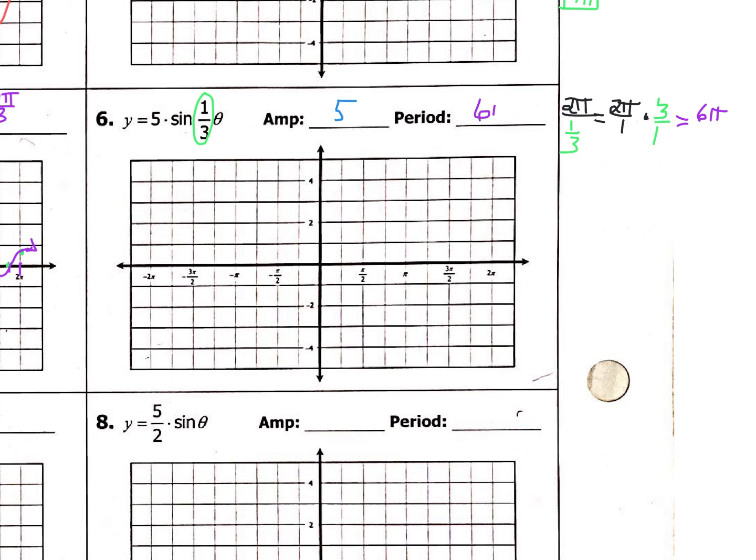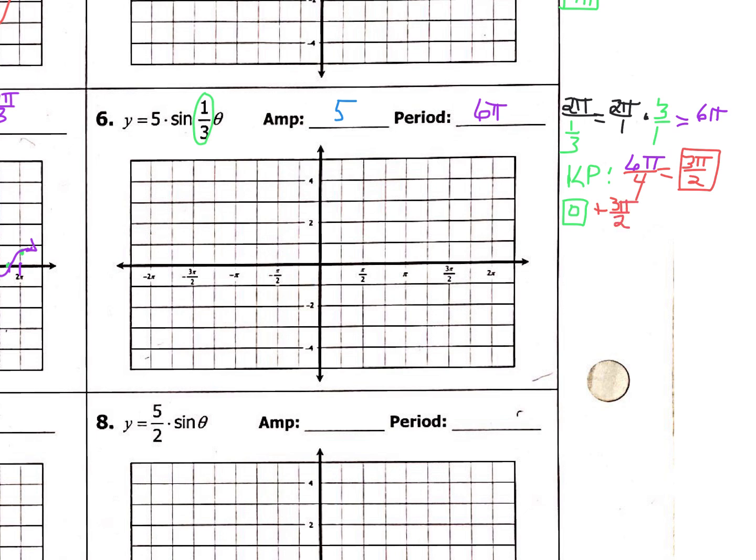So we are stretching our period way out. So we do need to find our key points. So to find what we're counting by for key points, we're going to take that new period of 6 pi, and we are always dividing by 4. So 4 doesn't go in there evenly, so we're going to reduce that. It reduces, 2 goes into both of those, so it reduces to 3 pi over 2. So this is what I'm counting by. 100% of the time, first key point is 0. Then we're going to add 3 pi over 2.